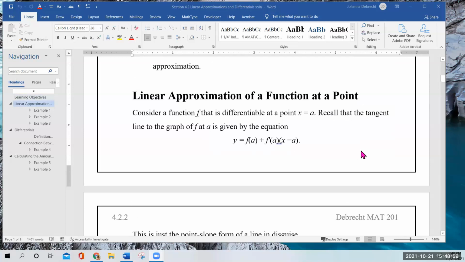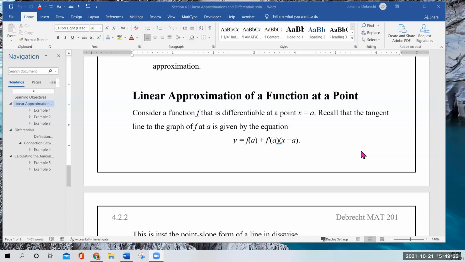In the first definition that we have here, we want the linear approximation of a function at a point. So we want to think about a function that's differentiable. That means automatically that the function is continuous because it has a derivative and it doesn't have a pointed part like a corner or a cusp, or it wouldn't be differentiable. Now the function needs to be differentiable at the point x equal a.